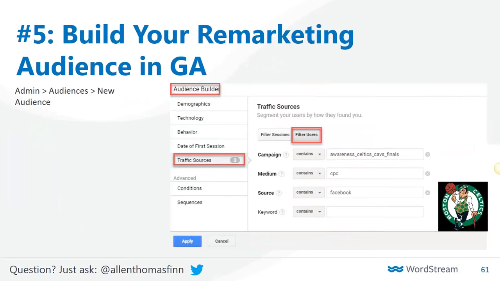Next, we're going to head to Google Analytics, and we're going to build an audience based on the UTM parameter that we just made. So to do that, in Google Analytics, you're going to go to the Admin tab, and then the Audiences tab, and create a new audience. We want to filter by users instead of sessions, because what we care about is individual people, not the number of times the individual people navigated to a website. And then we're going to add the fields accordingly. So here we have campaign, medium, and source. If you want to add more, you absolutely can.